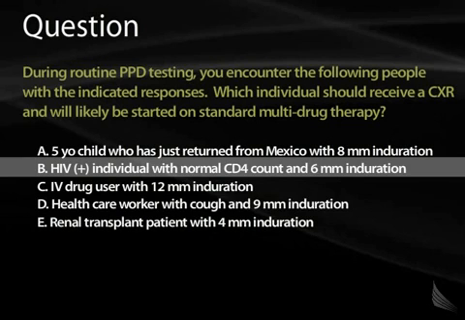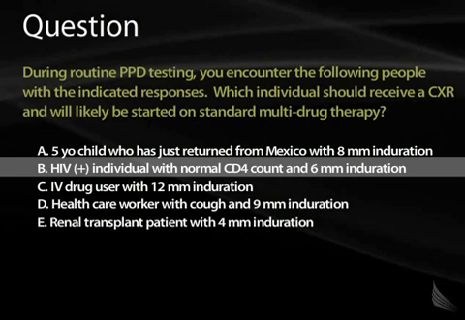An IV drug user with 9 millimeters of induration. IV drug users are at greater risk, but they need to get 10 millimeters because they should have an intact immune system. Healthcare workers with cough and 9 millimeters of induration. Well, you can have a cough from a lot of things as a healthcare worker, and you need to have 10 millimeters of induration to be positive.